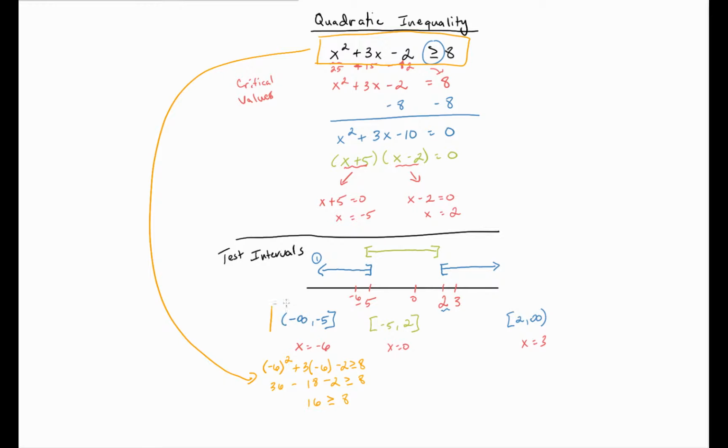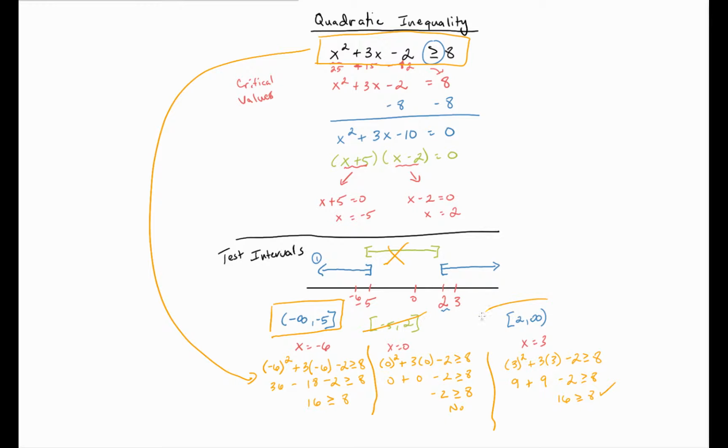So it looks like that first interval worked. Let's try the same with x equals 0. Well, -2 is not greater than or equal to 8, so I know that this interval is no good. And then I test my last interval. And that seems to have worked just fine. So those are my two solution intervals.